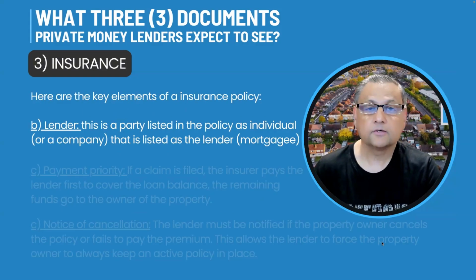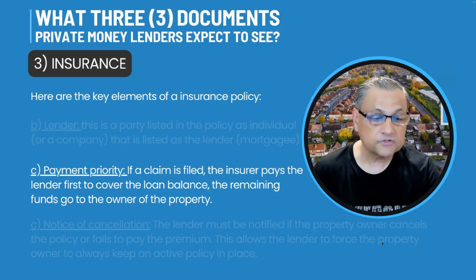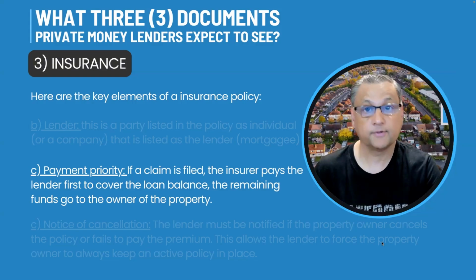Then there's the lender, which is the party that is listed on the policy as an individual or a company that is listed as a lender, and that entity or person is known as the mortgagee. Now, this is one of the most important parts of the insurance policy. It's called payment priority. If a claim is filed once this policy is in effect, the insurer pays the lender first to cover the loan balance. The remaining funds go to the owner of the property.